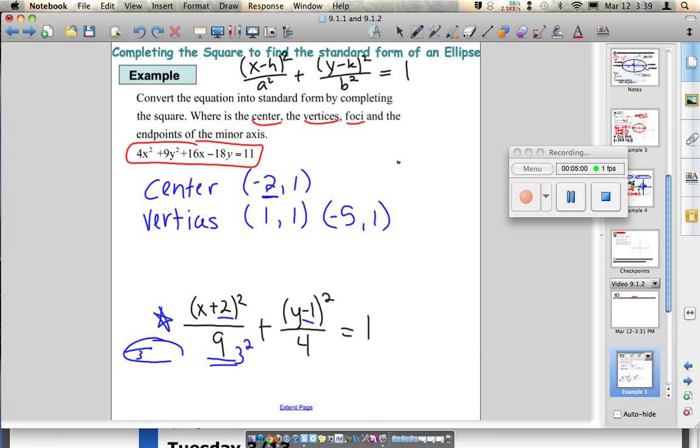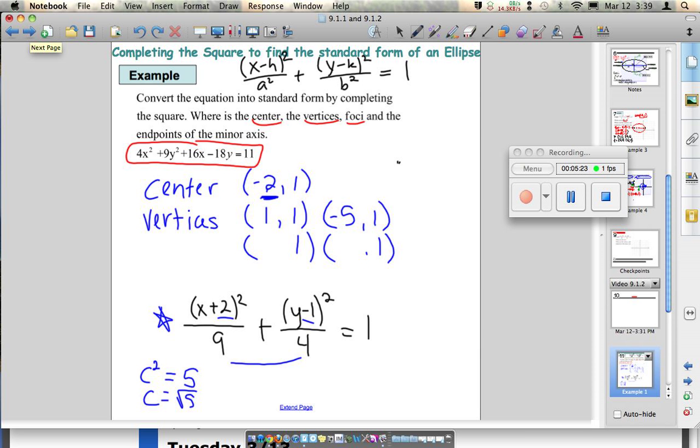The foci: remember, c squared is what I get by subtracting 9 minus 4, and I get 5. That's equal to c squared. But we want c, which is equal to the square root of 5. So just like the vertices, that means it's the square root of 5 from the center. So I go back to the center. It's still going to have a y value of 1 because it's on that major axis. So y will still be 1, but x is going to be negative 2 plus the square root of 5 and negative 2 minus the square root of 5. Square root of 5 in either direction. That's my foci.